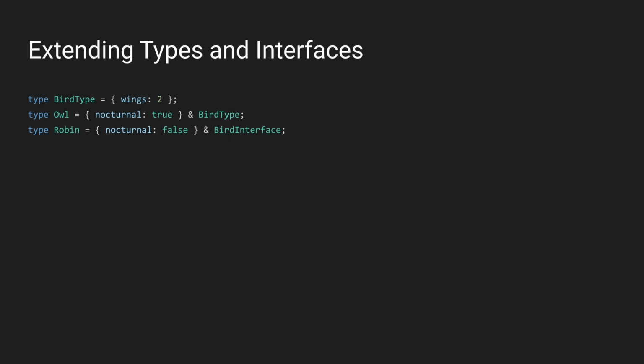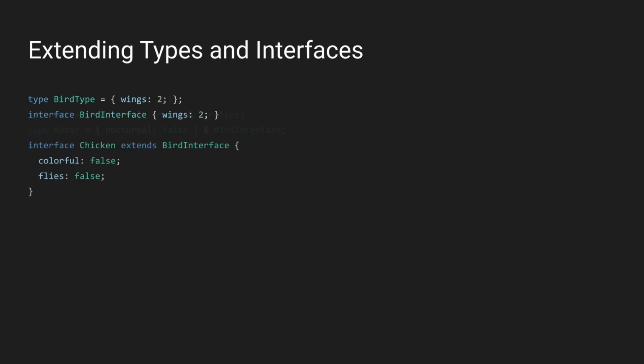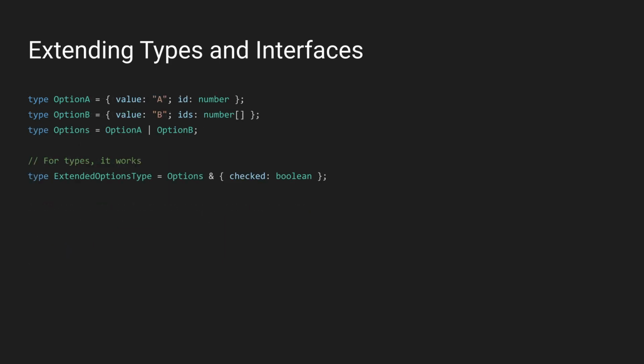We can use intersections for both types and interfaces. There is nothing new here. To create an extended interface, we use the extends keyword. Here are a few examples of this syntax. There are limits when it comes to extending types to create interfaces. When we have a union type, we can use intersection syntax for types. However, we cannot extend a union type to create an interface.